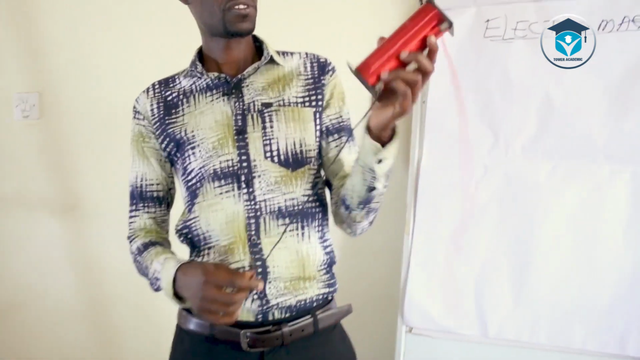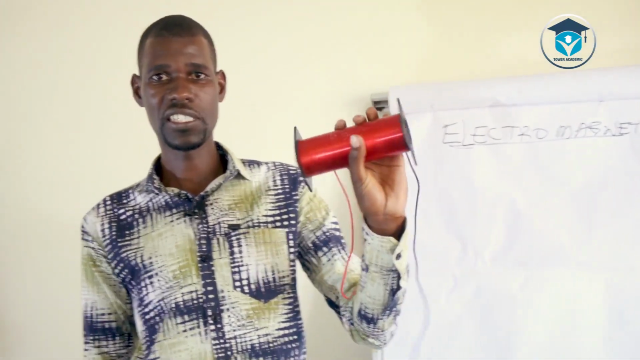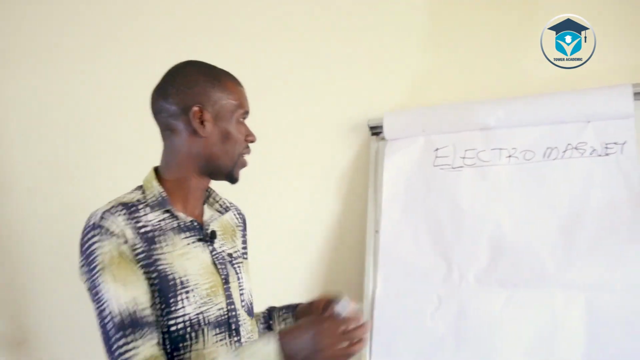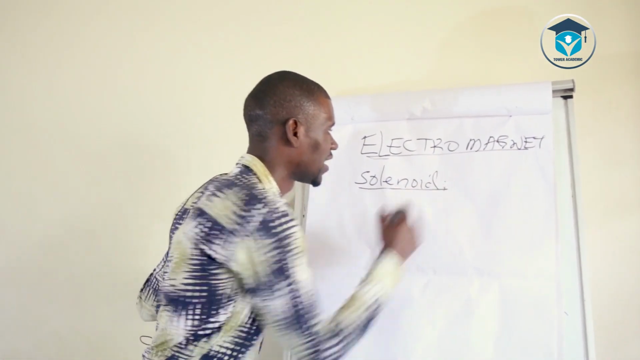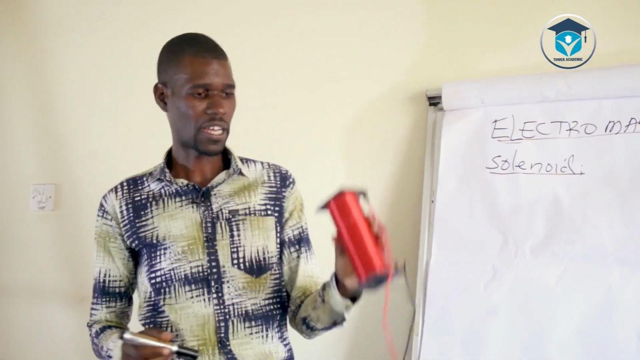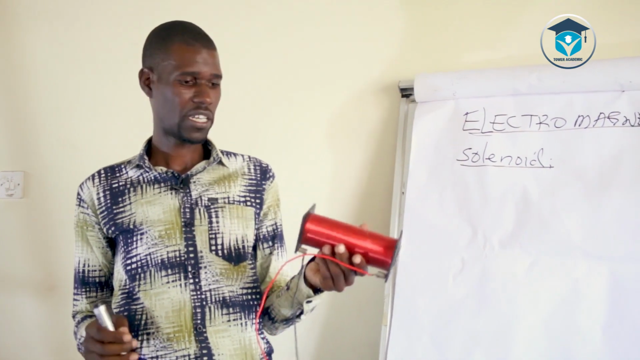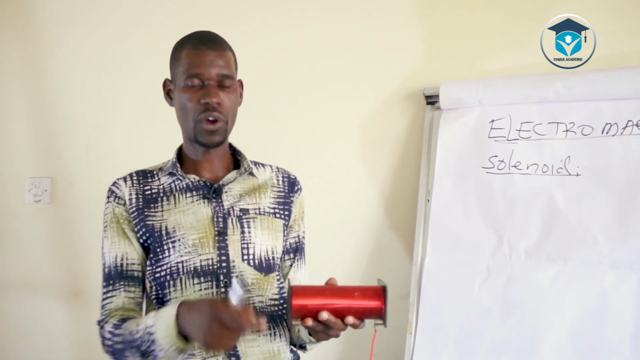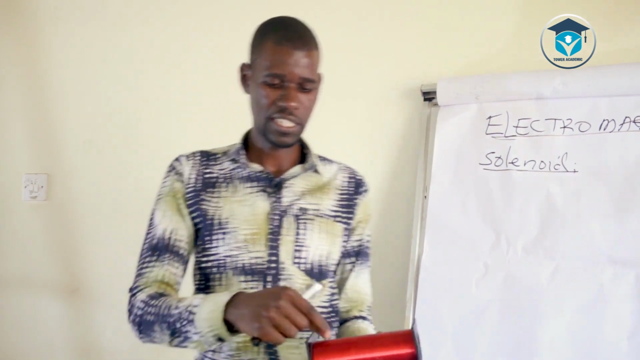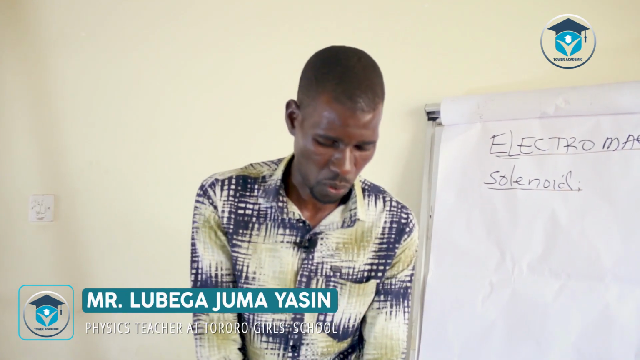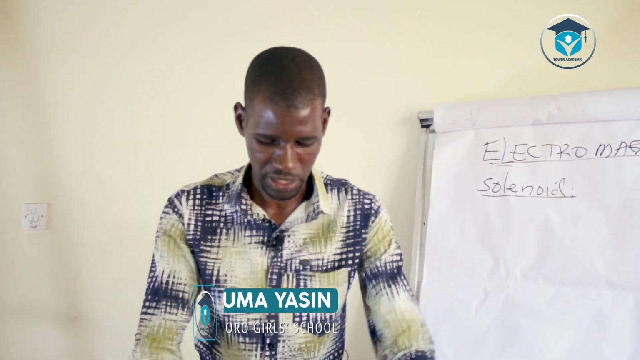Here I have this, in physics we call it a solenoid. You may wonder what a solenoid is. A solenoid is simply a cylindrical core which has an insulated copper wire that is coiled around it. As you can see, these are the coils around the cylindrical core. We call it a solenoid.